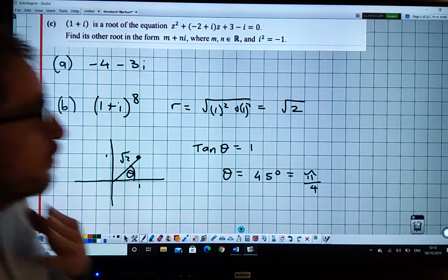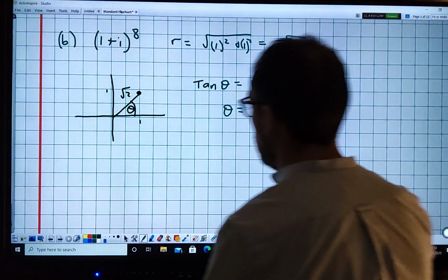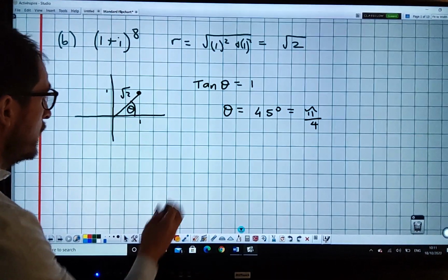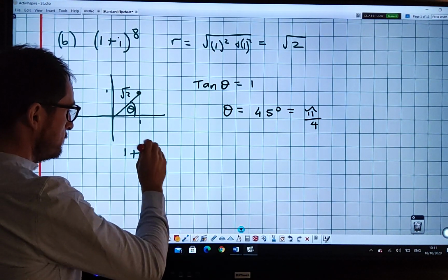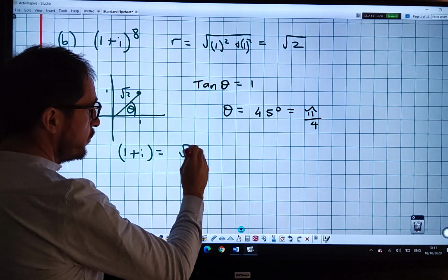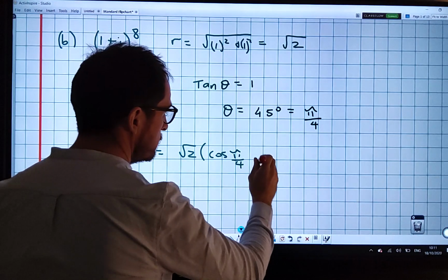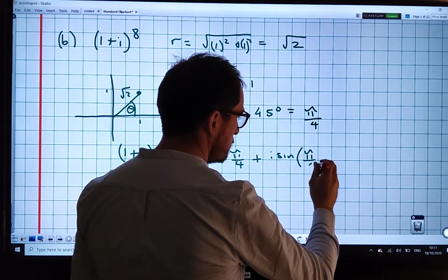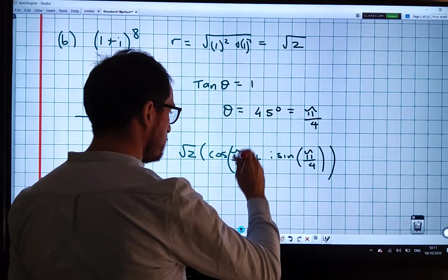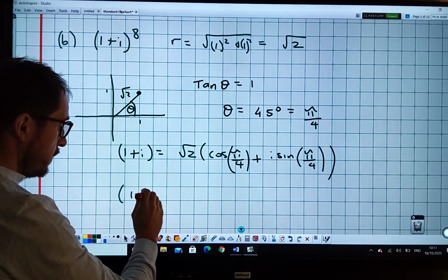So now I can go and write the following. 1 plus i is equal to root 2 times cos pi over 4 plus i sine pi over 4. And now for De Moivre's theorem, you have to do the following.